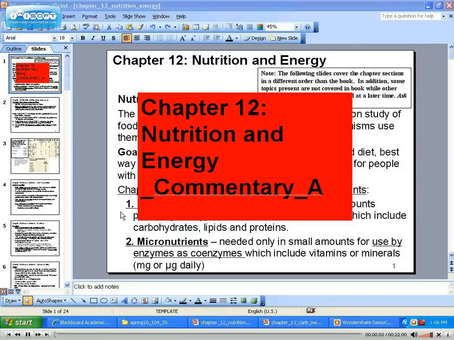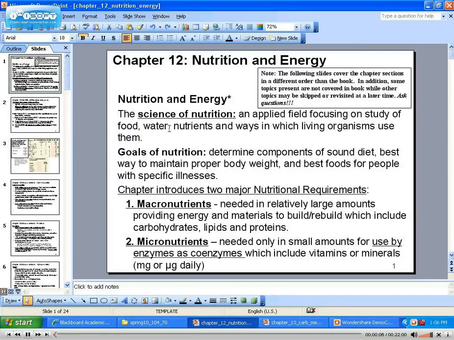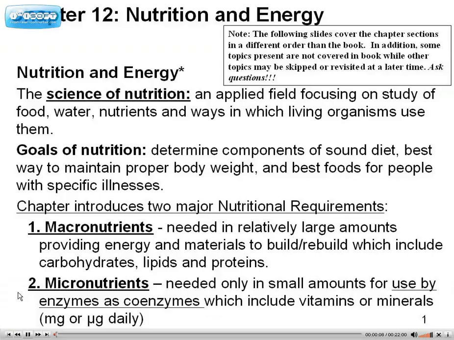This is the Chapter 12 Nutrition and Energy Commentary. So this is a biochemistry chapter. Consequently, you're going to have to do a lot of memorizing.